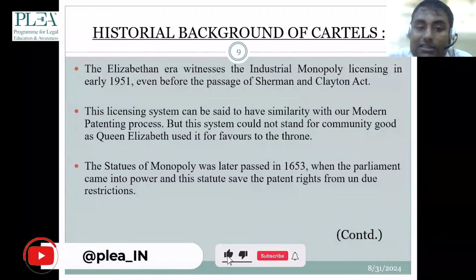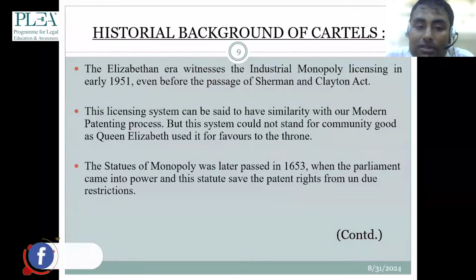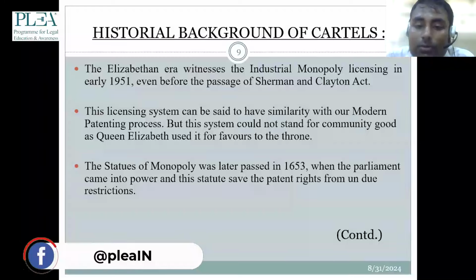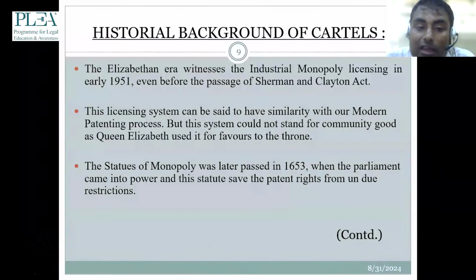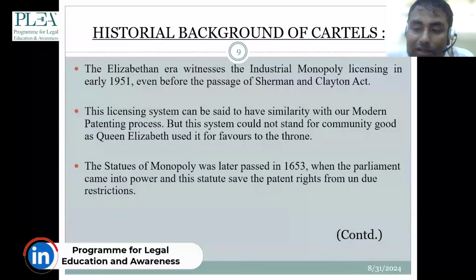So this licensing system is not in India only. It can be said to have similarity with our modern patenting process. But this system could not stand for community good, as Queen Elizabeth used it to grant favors to the throne. So that is the ultimate thing.